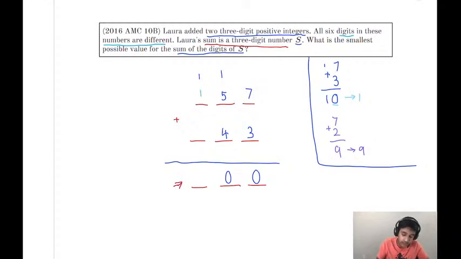And the reason we can't choose 0 is 0 can't be at the start of a 3-digit number, because then it won't be a 3-digit number anymore. So now the minimum possible sum here is 1 plus 2 plus 1, which is 400. So as you can see, this is a sum of digits of only 4, which is pretty small, and is our answer for this problem.